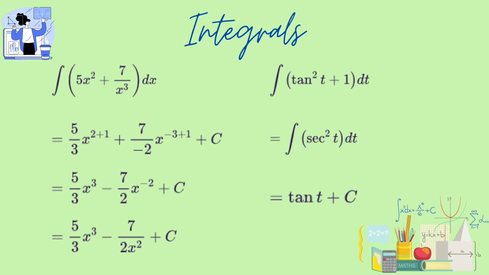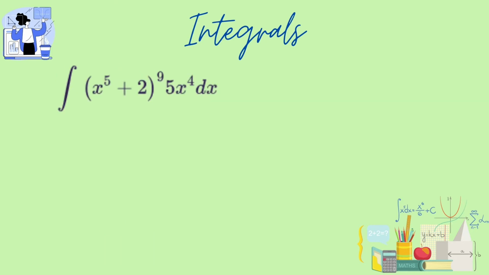This time, let us find the antiderivative of quantity x to the 5th plus 2 raised to 9 times 5x raised to 4. We can choose to expand this expression so that we will be working with a polynomial. However, having an exponent of 9 will result to a long process. If you look at the terms involved in this function, you will recognize that 5x to the 4th is the derivative of x to the 5th plus 2.